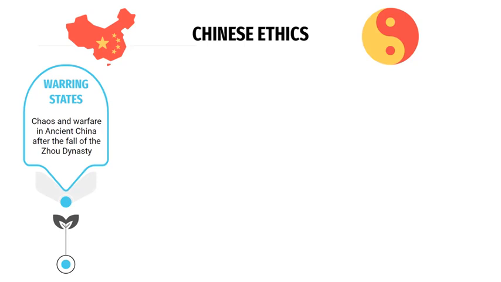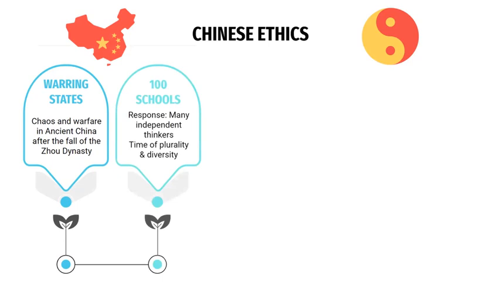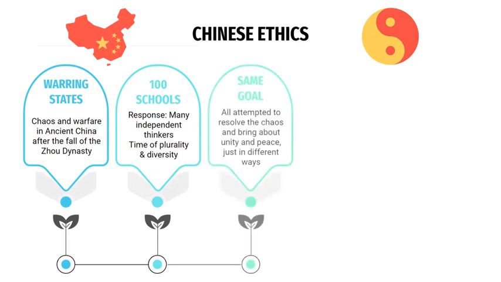And at the time Confucius was writing, there was a lot of chaos and a lot of warfare in ancient China after the fall of the Zhou dynasty. And then there were a lot of responses. This is what's called the 100 schools: many independent thinkers, a time of plurality and diversity. A lot of thinkers come forward with various accounts for how to provide social harmony.